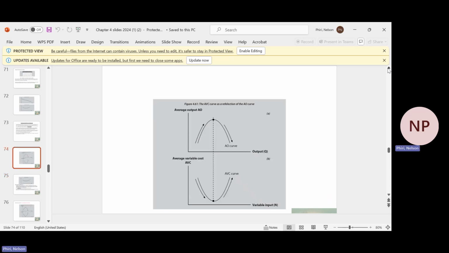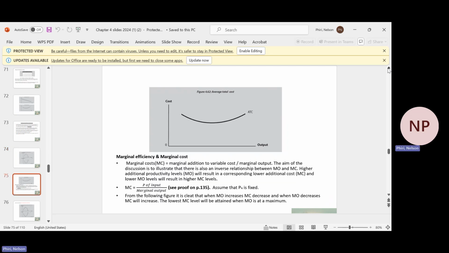So this is how it looks. So that's your AO and that's your AVC. So when your AVC is at its minimum, your average output is at its maximum. So they are mirror images of one another. If we use the output axis as the reflector, you will see that the maximum point of the AO corresponds to the minimum point of the AVC, which emphasizes that inverse relationship. Then you have your marginal efficiency and cost.